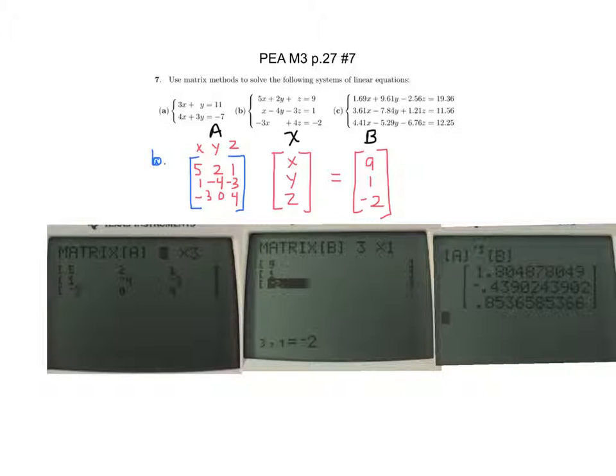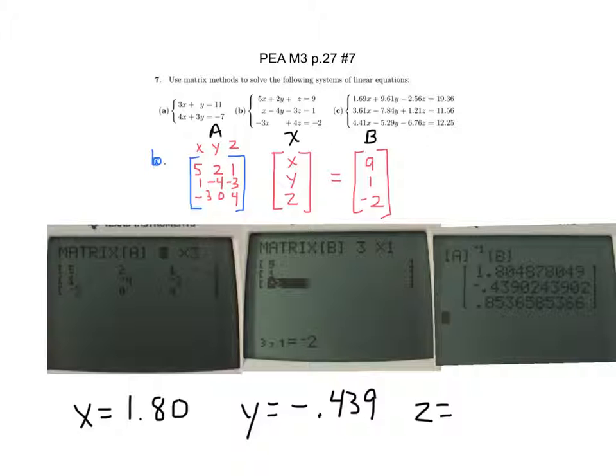So your answer here would be, and make sure you write it on a test, x equals 1.8, and you can do 1.80, y equals negative 0.439, and z equals 0.85. We could do 0.854. I know I did different decimals there. All right, questions there?